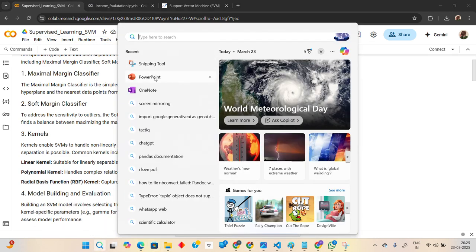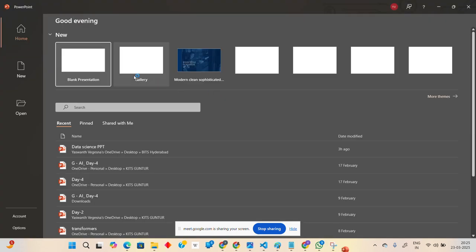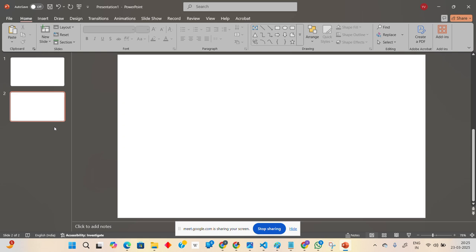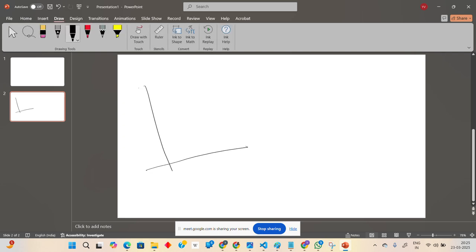Let me open a PPT. A blank presentation is enough. Here I'm going to show you one thing. So far we learned, if this is our plane, let me take some data points. Let us say this is one point, this is another point, this is another point, another point, another point, another point. Okay, and let me take some other color.